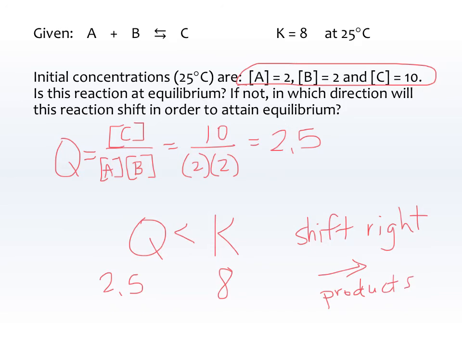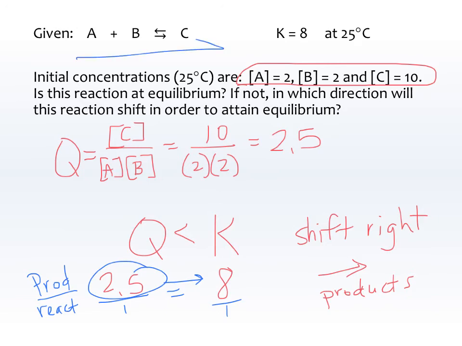So if we think about it this way, I want to make the fraction 2.5 over 1 equal to 8 over 1. And if my formula is products divided by reactants, in order to get from 2.5 to 8, I'm going to have to increase the top number in this fraction and leave the bottom number the same. So I'm going to have to make my reaction shift towards the right to get more of those products so that the ratio will come to be an 8 over 1 instead of a 2.5 over 1.